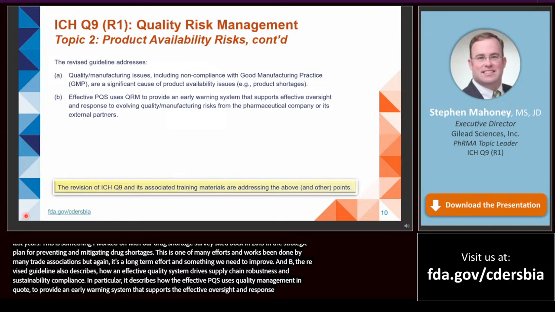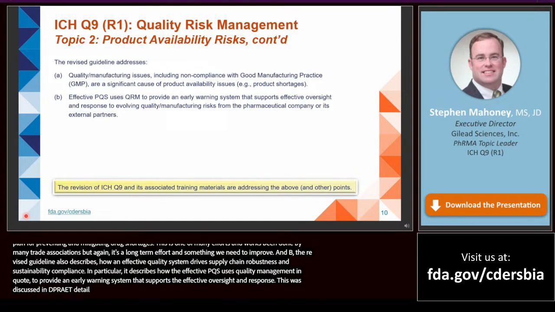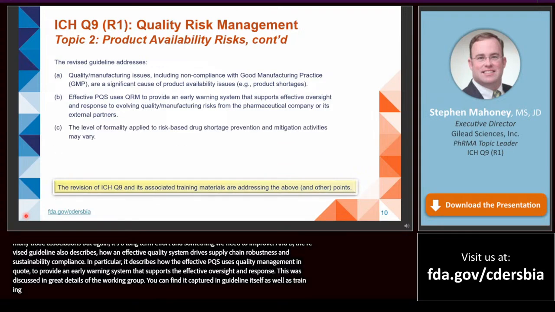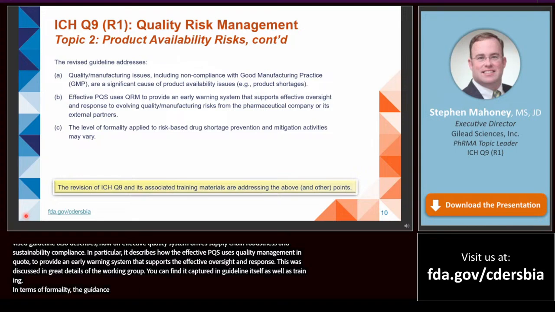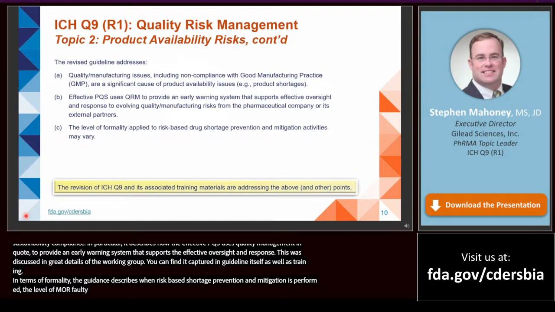This concept of an early warning system was something, again, that was discussed in great detail by members of the expert working group, and consequently, you'll find that idea captured in the guideline itself as well as the training. And then for C, in terms of formality, the guidance describes that when risk-based shortage prevention and mitigation activities are performed, the level of formality may vary and should be commensurate with the level of risk associated with the loss of availability of the products. Again, quite vague, but I think it's important to realize there's flexibility here in terms of the level of formality.